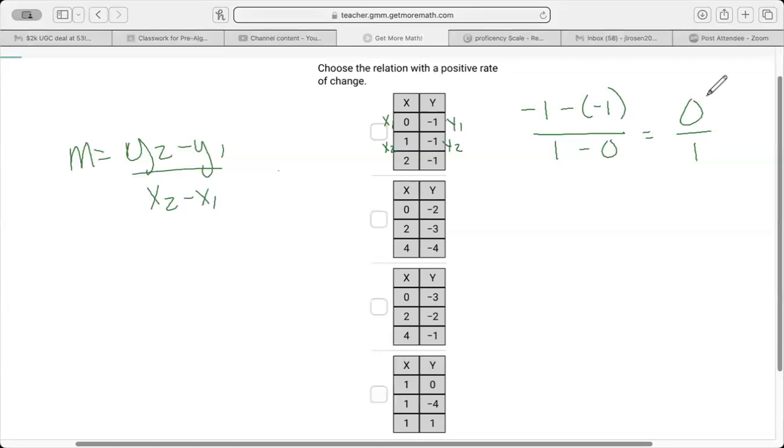Now here's the thing. Can I take 0 and put it into one group? No. And if that confuses you, put that in the calculator. 0 divided by 1 gets you 0. Okay.